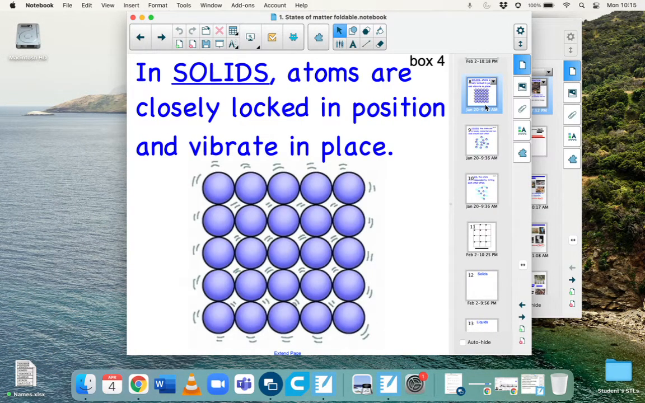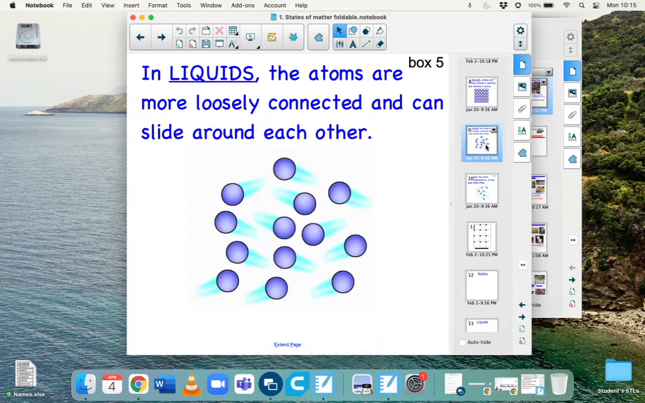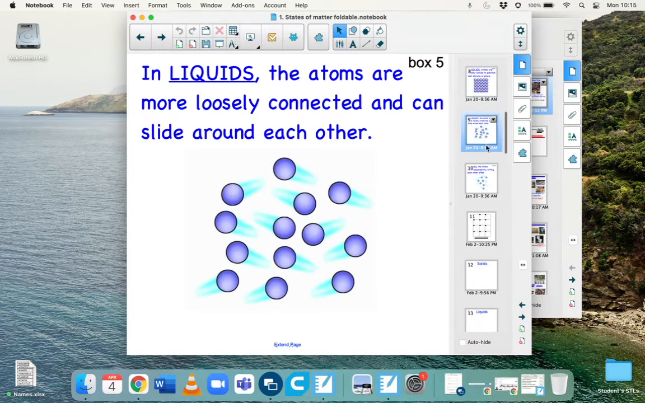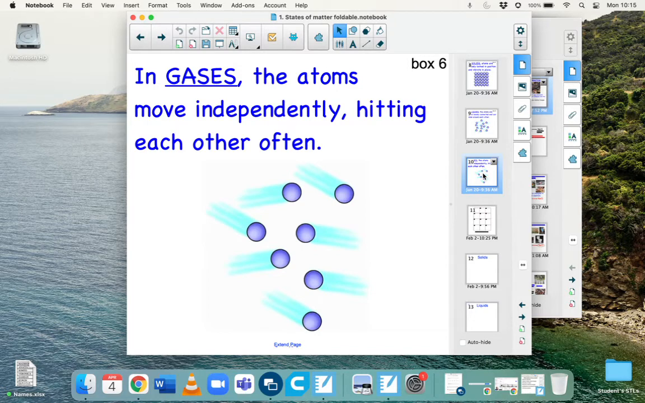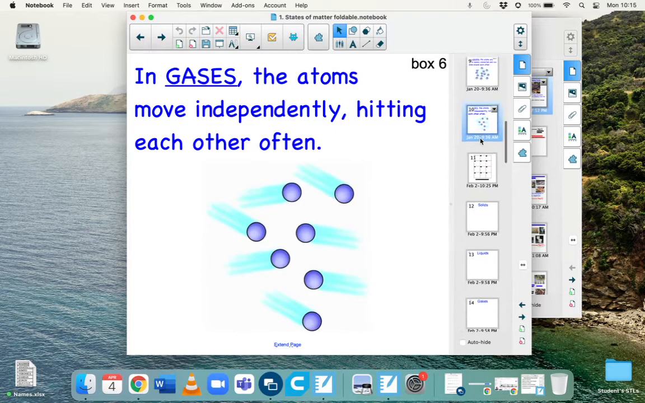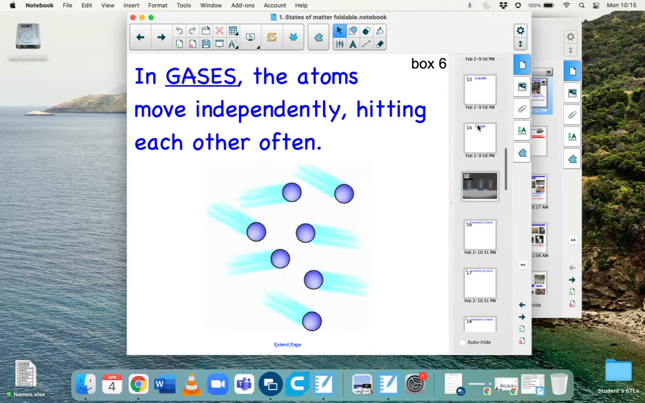So as you know, in solids, the atoms are touching each other, closely locked in position, and jiggling, vibrating in place. In liquids, the atoms are more loosely connected. They're touching, but they're sliding around each other. And that's what it means for something to be a liquid. In a gas, the atoms are not touching each other. They're very far apart, and they're moving quickly, hitting each other once in a while. And that's what makes a gas a gas.